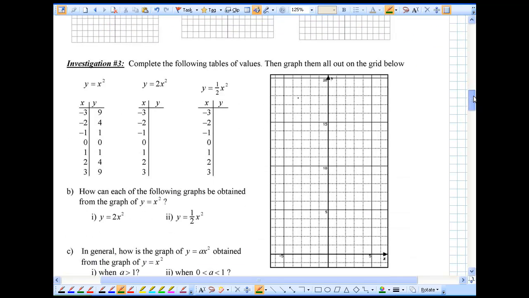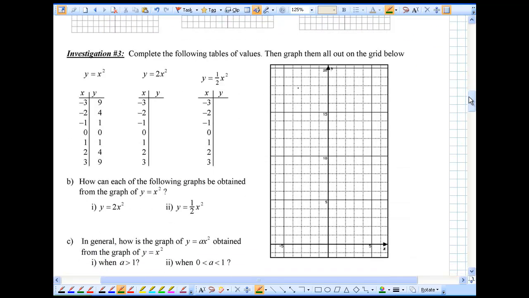This one should be pretty straightforward because I think you did this in grade 11, in Pre-Calc 11, but nonetheless we'll try it again. I'd like you to complete the following tables. I want to see now how putting a number in front of a function affects the graph. We'll do y equals x squared: -3, 9; -2, 4; 1, 1; 0, 0; 1, 1; 2, 4.